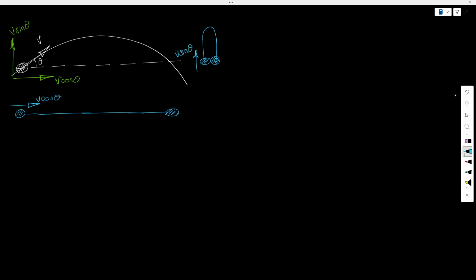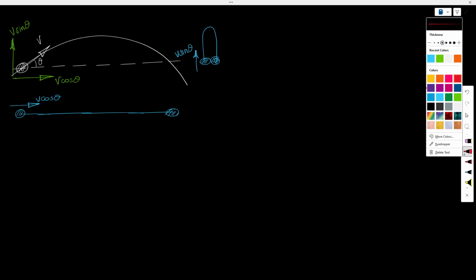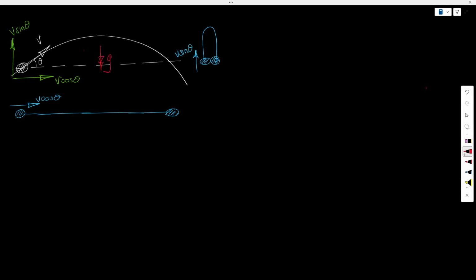Then we have the acceleration due to gravity. We know that the acceleration due to gravity is always pointing down. And since there is no force in the horizontal direction, the acceleration in the horizontal direction is 0. So I'm going to draw it here, ax, x for the horizontal direction, 0, and we have acceleration due to gravity, which is g, pointing down.